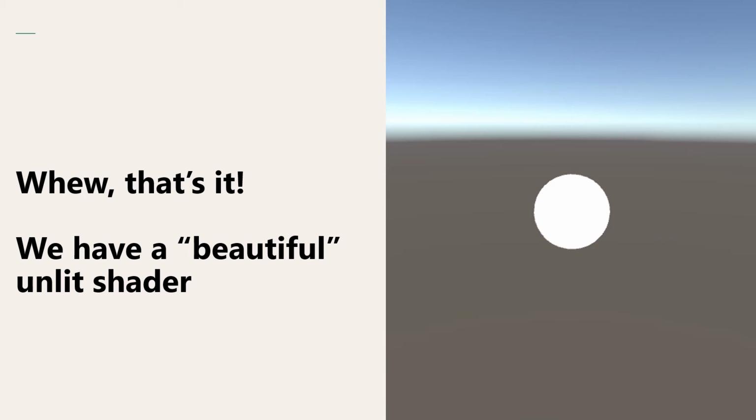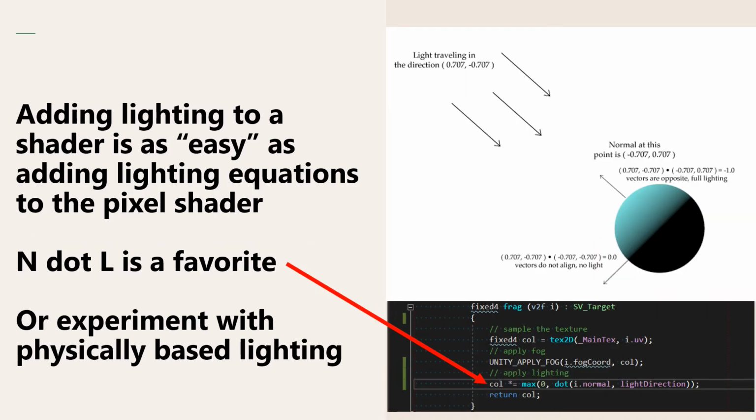So that's it. We now have a beautiful unlit shader after going through all those steps. If you wanted to take your unlit shader and make it a lit shader, that's as easy, quote unquote, as adding lighting equations to the pixel shader. One of my favorites is using the N dot L algorithm, where you take the normal of the surface, dot product with the direction that the light's facing, and then you can get a nice shaded color. You can also experiment with more advanced algorithms such as physically based lighting.